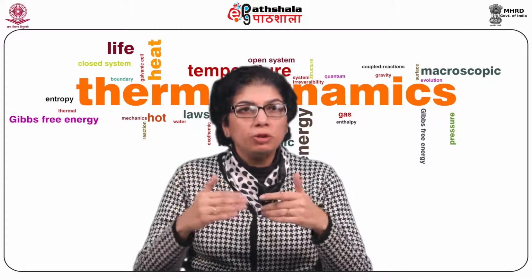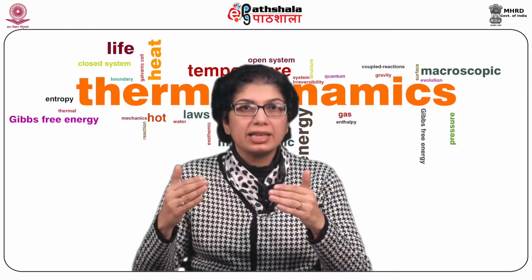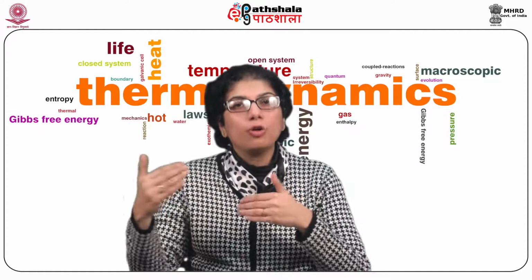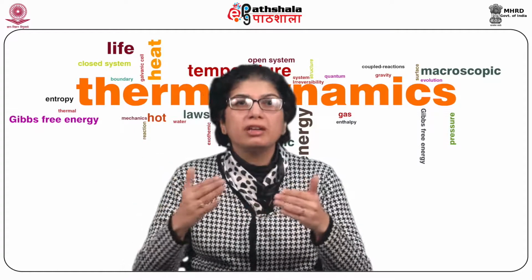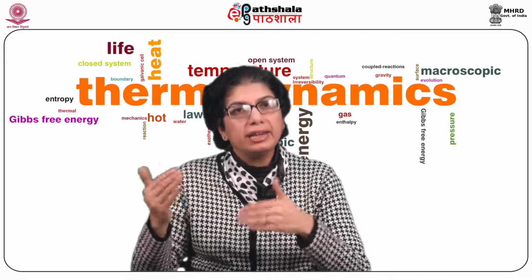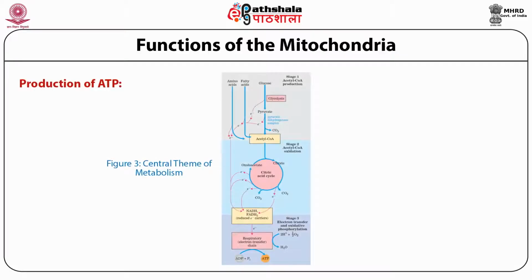Compromised mitochondrial function has been implicated in human neurodegenerative diseases, cancer, diabetes, and obesity. One of the theories of aging is also based on the gradual loss of mitochondrial integrity. Among the various roles of mitochondria, the most important is the production of ATP. ATP is synthesized in the mitochondria through the process of oxidative phosphorylation.